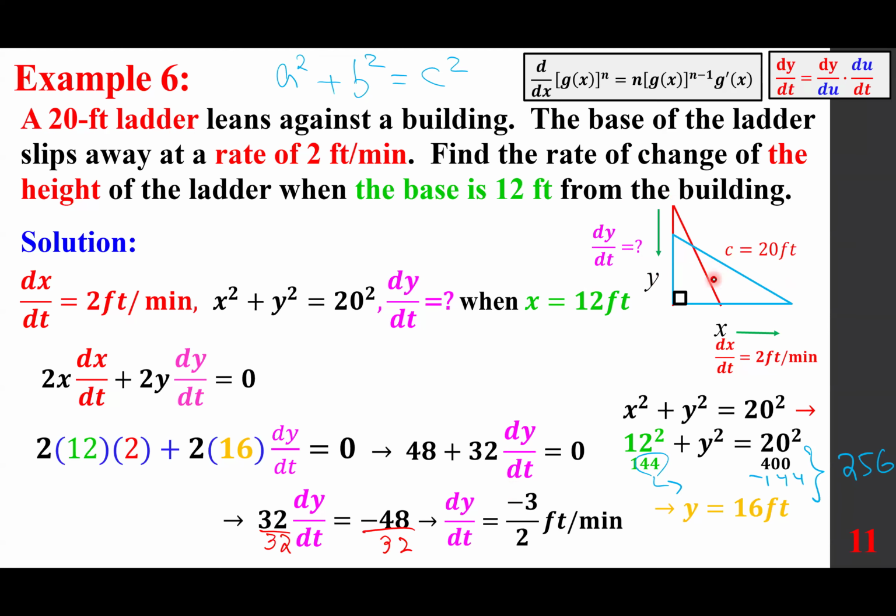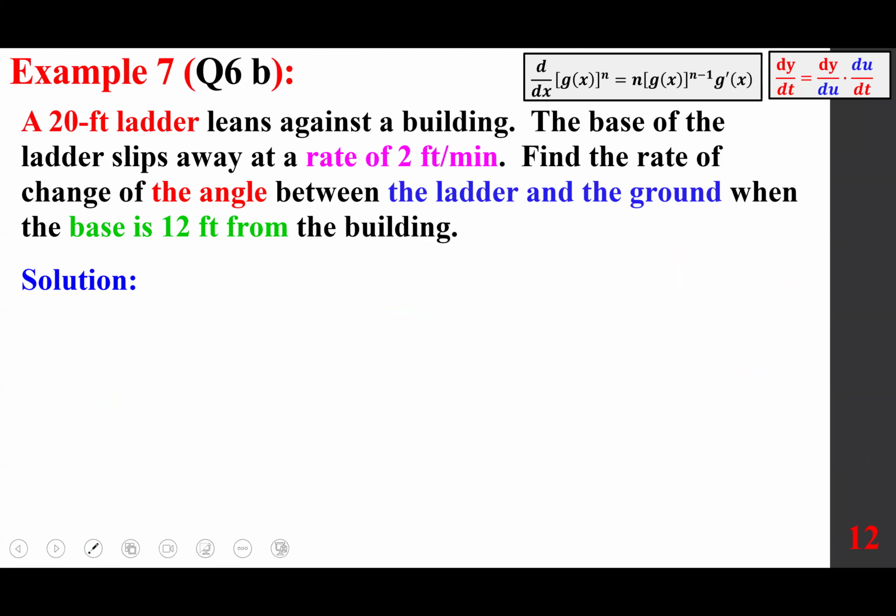Okay, so let's look at the same situation. A 20-foot ladder leans against a building. The base of the ladder slips away at a rate of 2 feet per minute. Find the rate of change of the angle between the ladder and the ground when the base is 12 feet from the building. In other words, same situation. Here's the building or the wall. Here's the ladder. It's going to move this way.